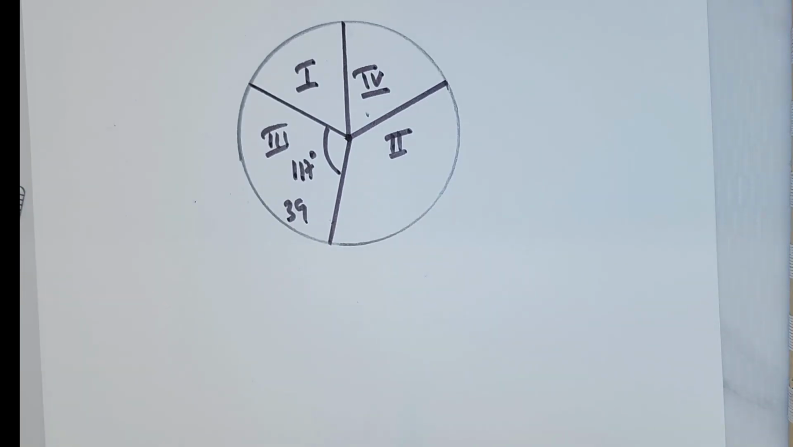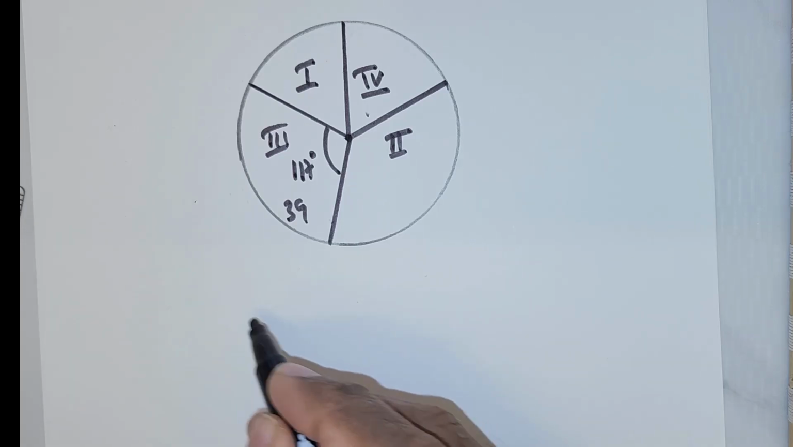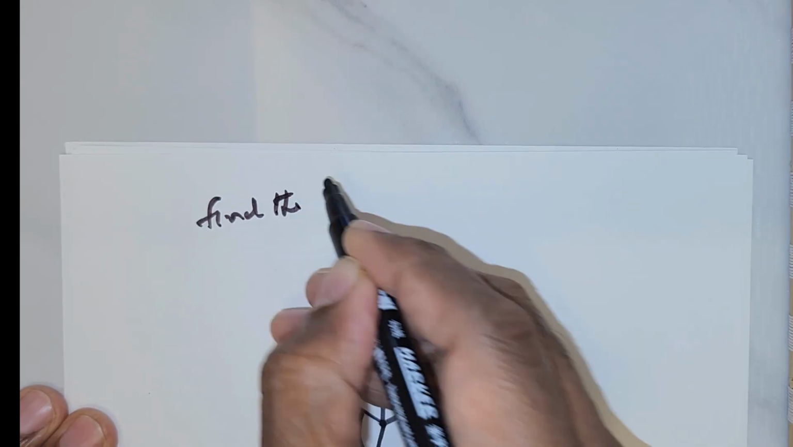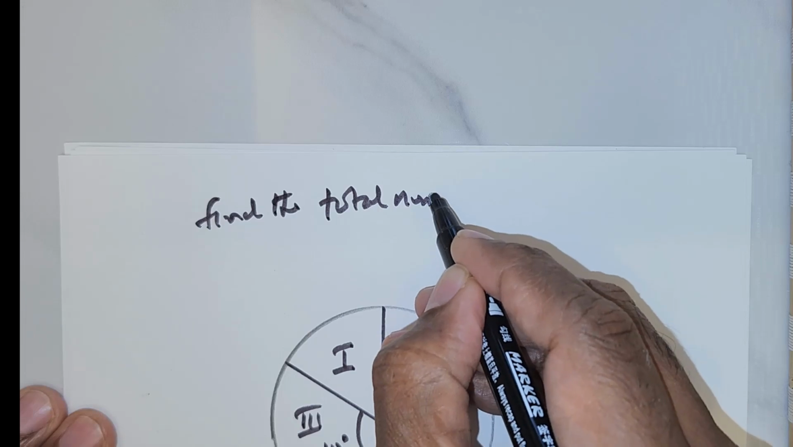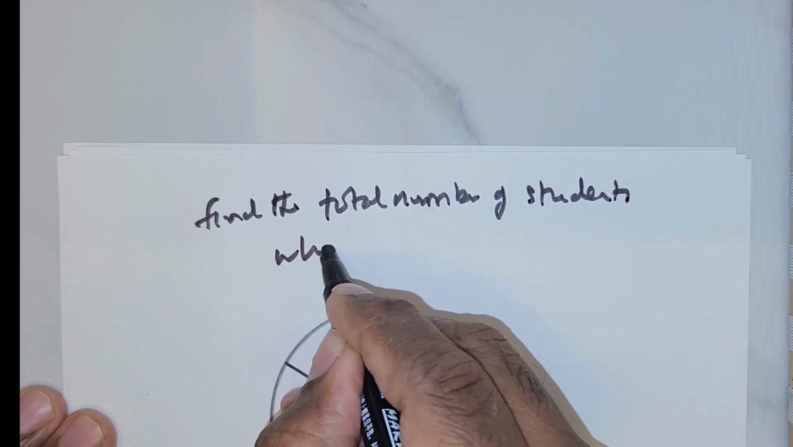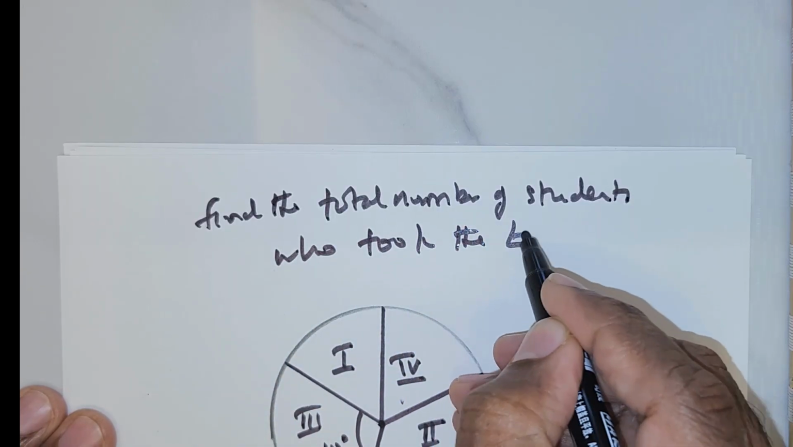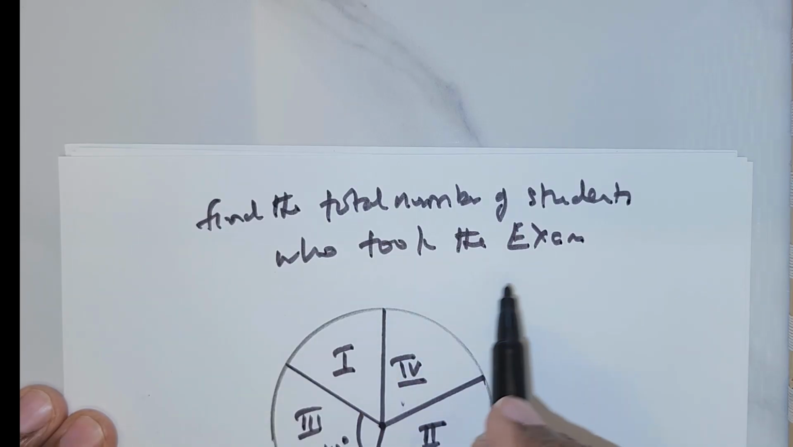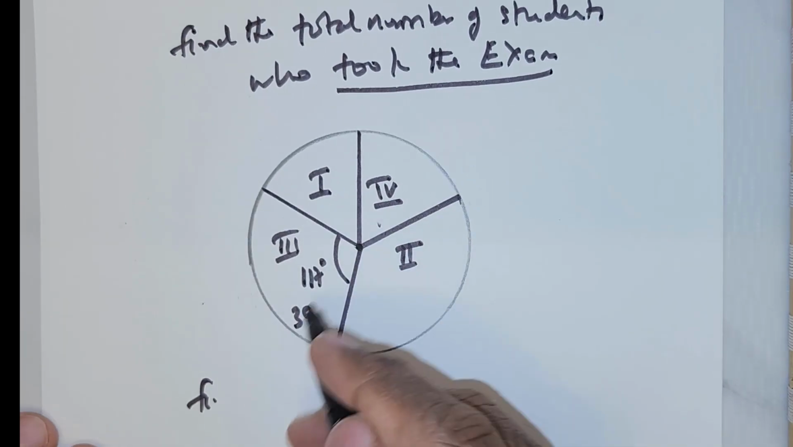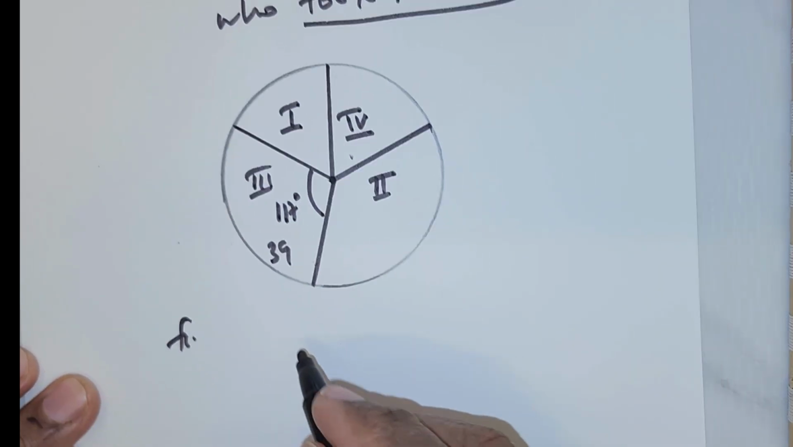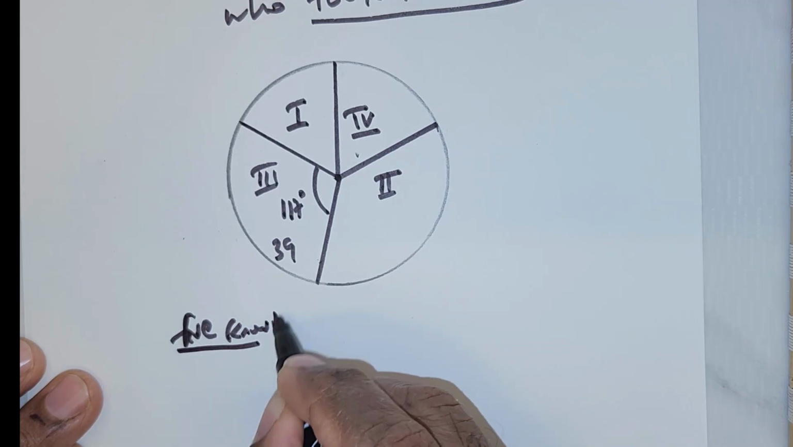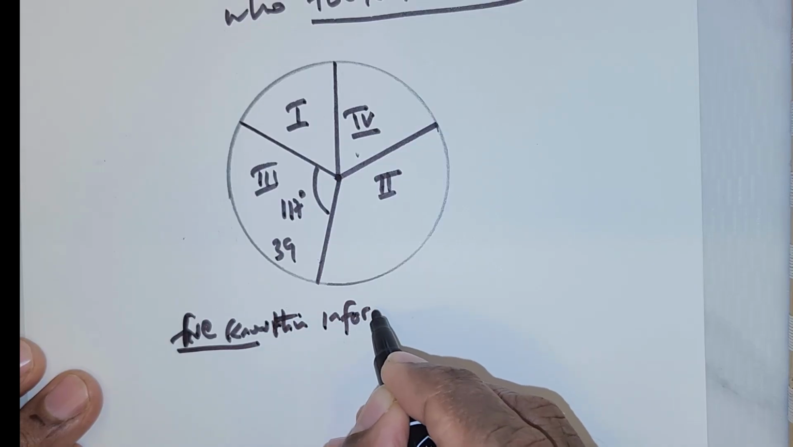So let us see the first question. The first question says find, let me write that down here, find the total number of students who took the exam. Okay, so we have to get the total number of students who took the exam. We just have this data. What have we given here? We know this information. What is that?